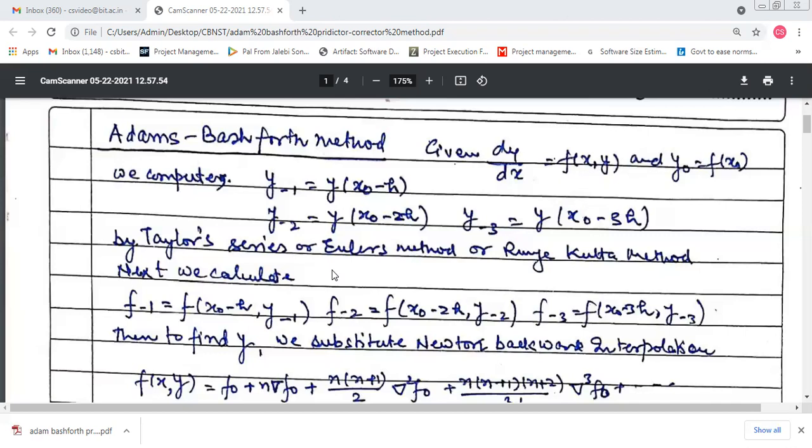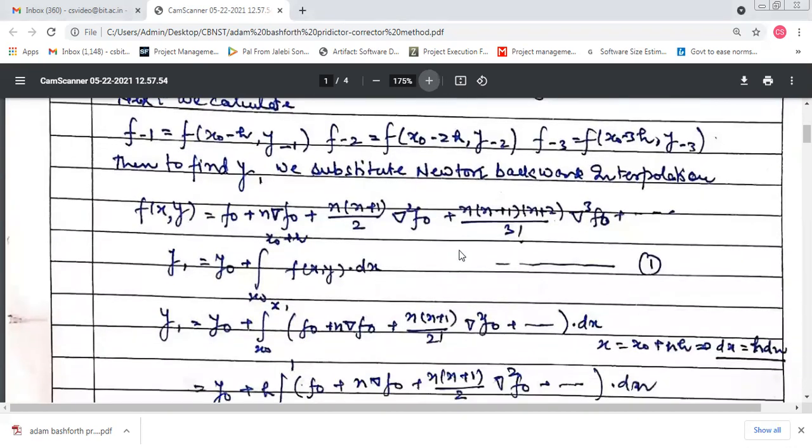With these four values, that is x0, x0 minus h, x0 minus 2h, and x0 minus 3h, along with the values y minus 1, y minus 2, y minus 3, and y0, we then apply Newton's backward difference formula. This backward difference formula says that f(x,y) is equal to f0 plus n delta f0 plus n(n plus 1) upon 2 delta square f0 and so on.